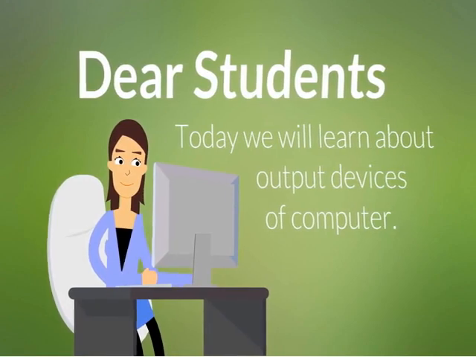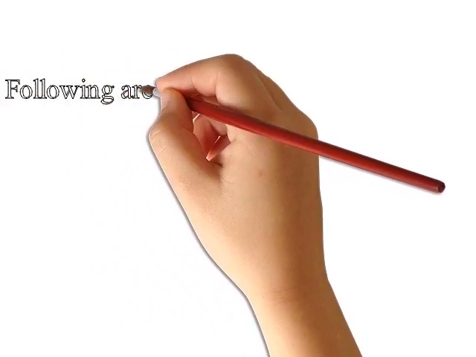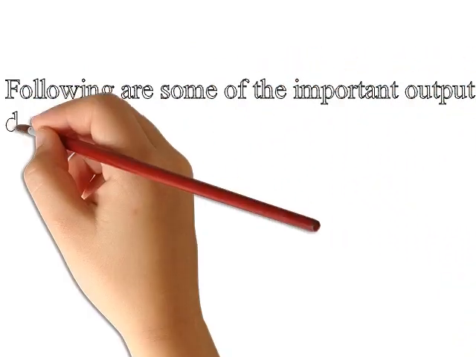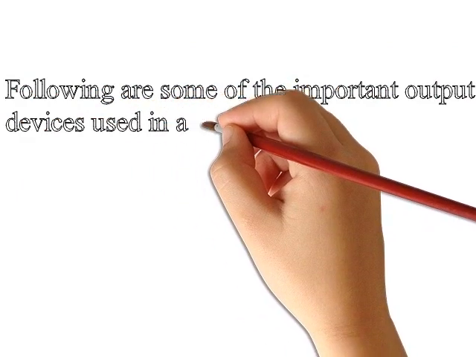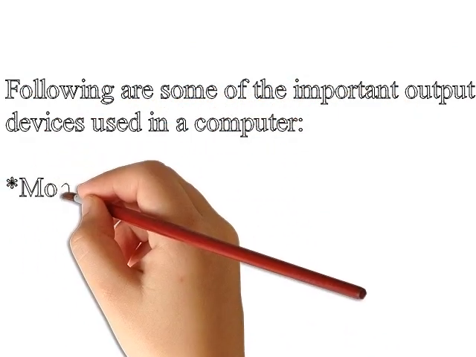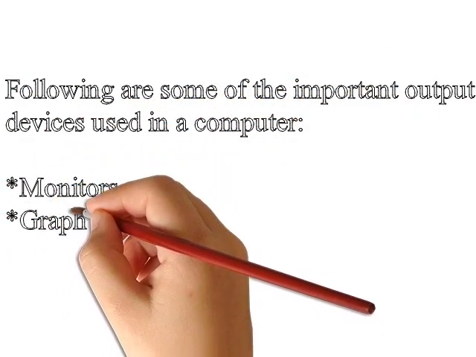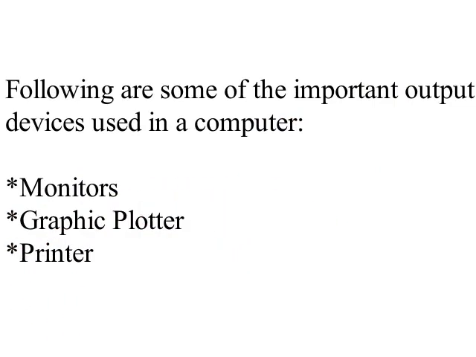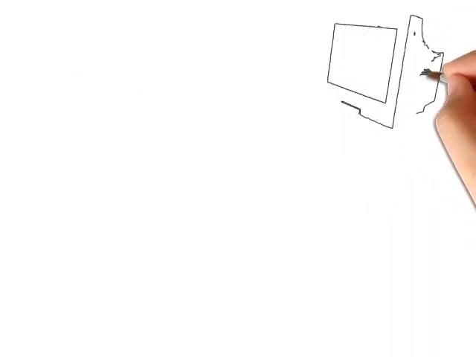Dear students, today we will learn about output devices of computer. Following are some of the important devices of computer: monitors, graphic plotters, printers. Monitors.